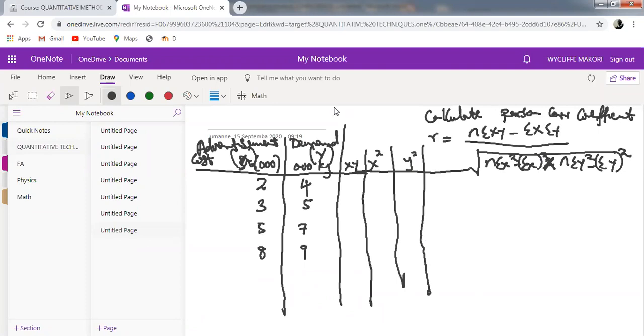Remember, anytime you find this sign being used, it simply talks about the sum, and by the sum we mean you add. When we are talking about the sum of x, you add all the x values down. When it is the sum of y, it means we add all the y's down the table. When it's the summation of xy, we need to get the xy, which means the x value times the corresponding y value. In this case, we are going to have 2 times 4, which is 8, 3 times 5, which is 15, 5 times 7, which is 35, and 8 times 9, which is what?